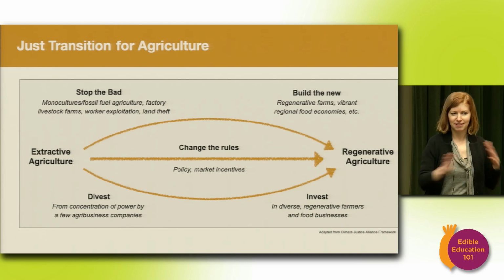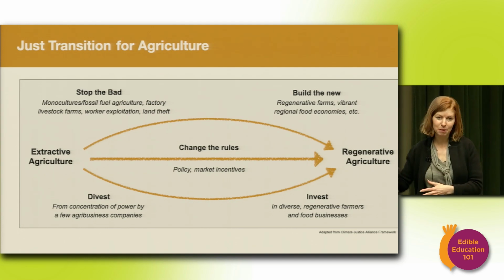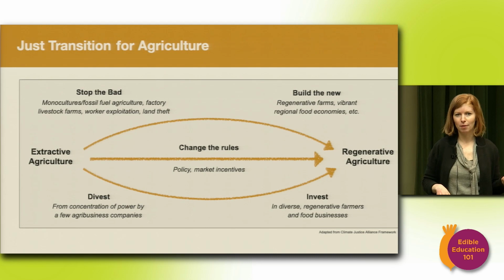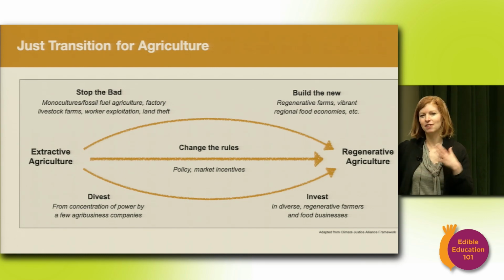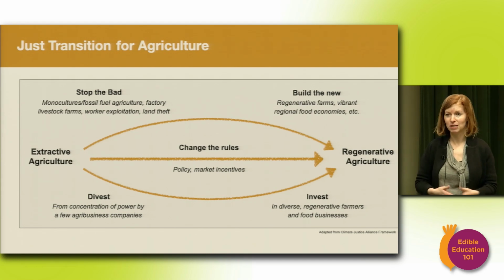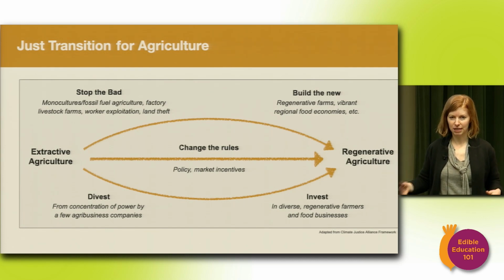So we need to be stopping the monocultures and the factory farms and the exploitation, and we need to be building up these new, better alternatives. We need both. We need to be divesting from power that's held by the monopolistic few, and we need to be investing in the many, in the diversity, in the regeneration. And throughout all of that, we need to be changing the rules because we know that policy and markets are really stacked in favor of the status quo right now. And so none of that kind of change is going to be sustainable or at scale if we don't simultaneously change the rules.